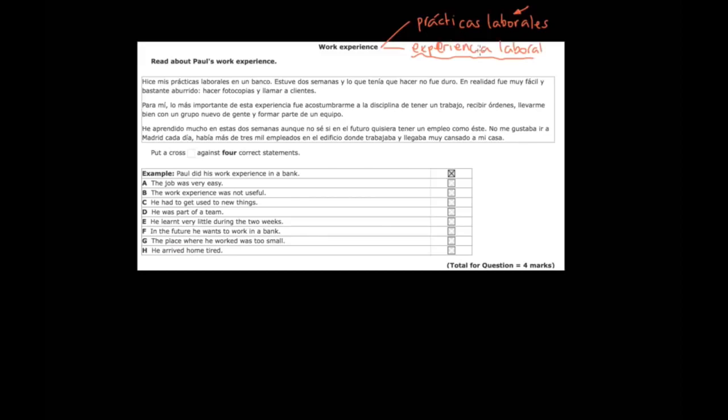So in an exercise like this, we've got a longish piece of writing. Let's make sure that you read what you need to be doing. So you need to be reading about Paul's work experience, and then you need to cross out four of these eight statements. Okay, so cross out four out of the eight. Useful things to bear in mind is that the information will usually appear in order, okay? Don't stick to this too strictly and then find that actually on this occasion it wasn't. But generally speaking, it will appear in order.